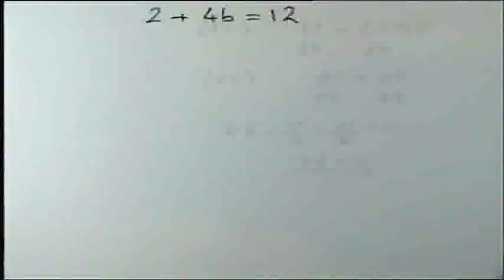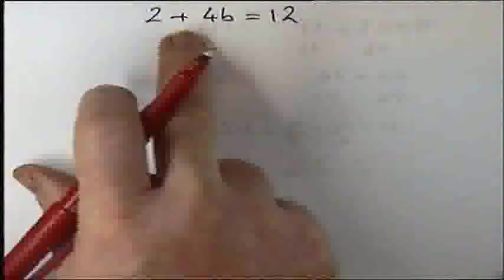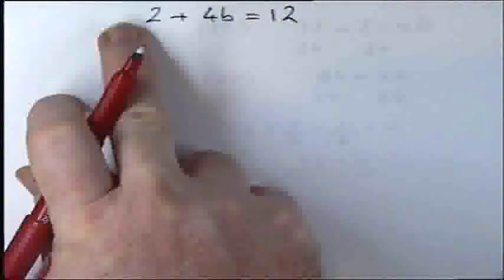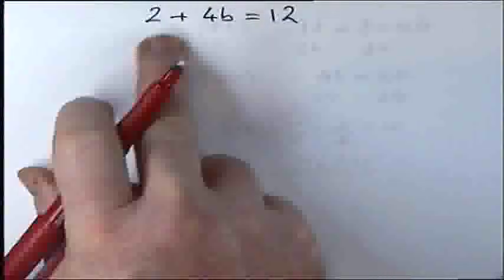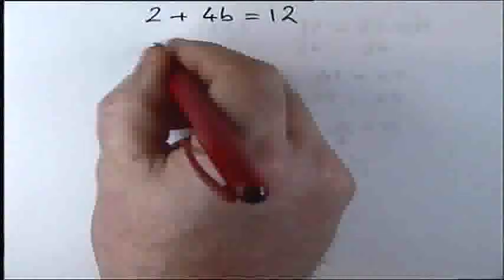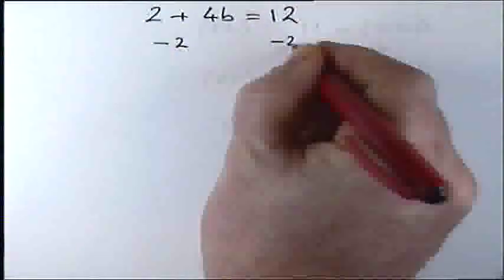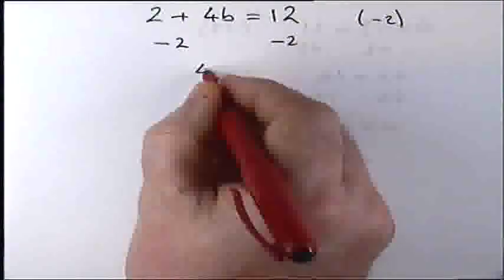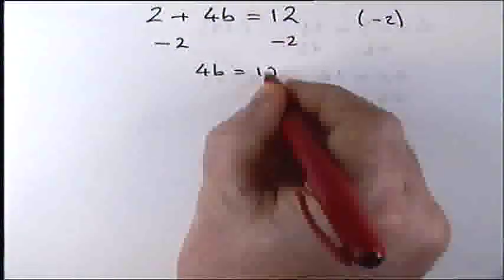Okay, well, 2 plus 4b equals 12. Now don't be thrown that the order's changed. We still got 2 plus 4b, so we still want to get rid of this 2. Now this 2 is a positive 2, so to get rid of this positive 2, we still have to take away 2. So we're taking 2 from both sides. So that gives us 4b is equal to 10.